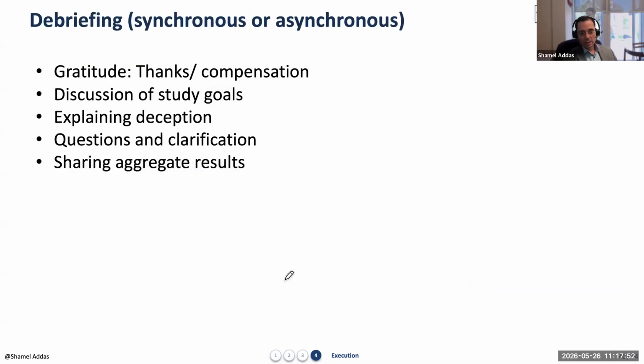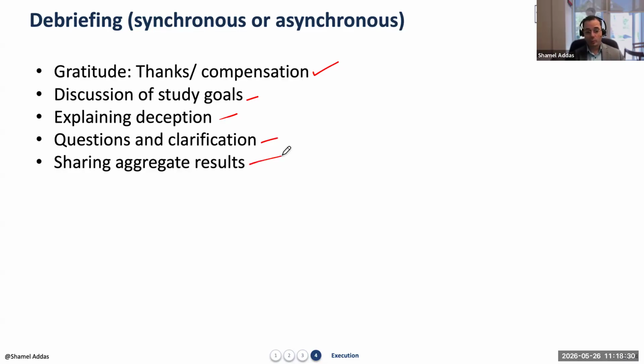Debriefing can be done synchronously, or more typically, I would say, it's done asynchronously. So what do you do in the debrief? There's a bunch of things you can do. First of all, of course, you should thank the participants for their participation, and also provide them compensation if your study promised compensation, whether it's monetary or credit for courses or so on. You discuss the study goals. You explain if you've used deception, why and how you've used it. You provide a chance for clarifying, for questions if possible, and sharing the aggregate results.